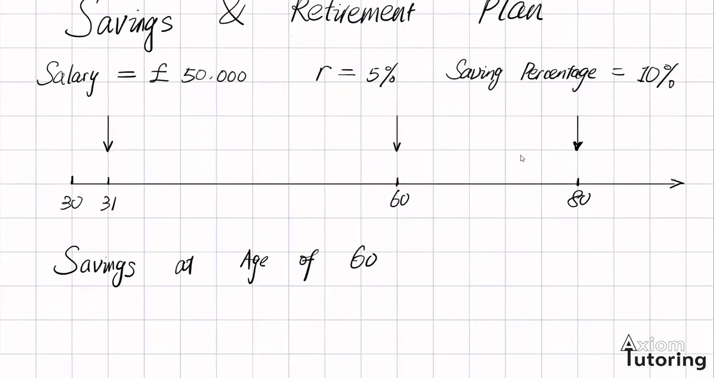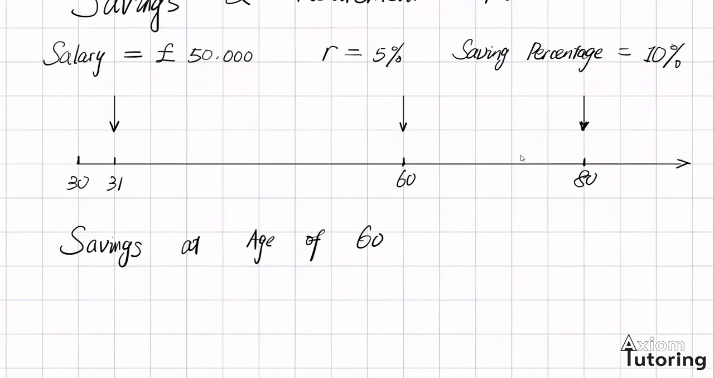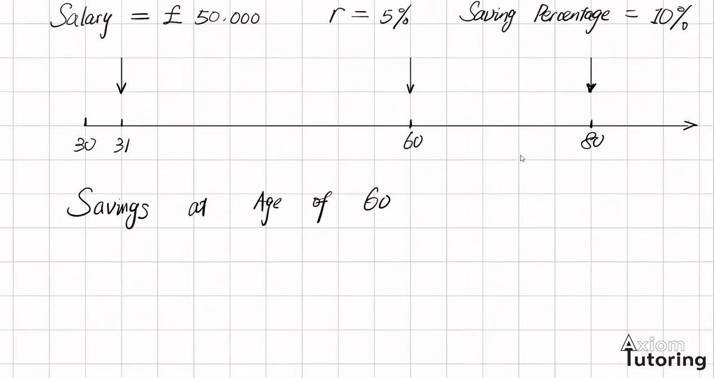So the first saving would happen at the beginning of the year at age 31, and the last saving will happen at the beginning of year 60. So how much would I have saved at the age of 60? Basically, each year I would have saved £5,000, and that's the constant cash flow throughout the 30 years.